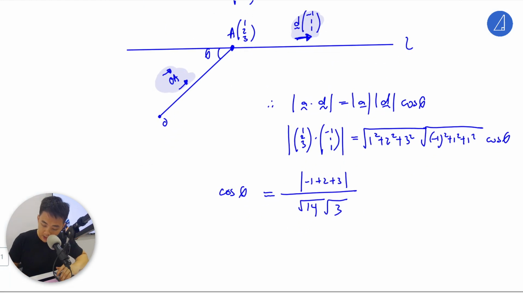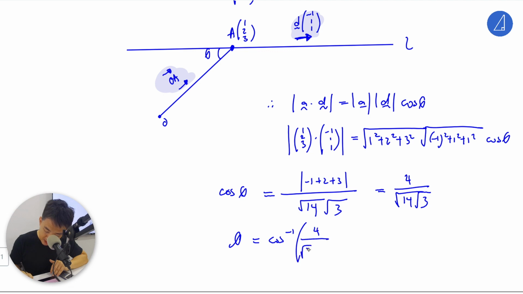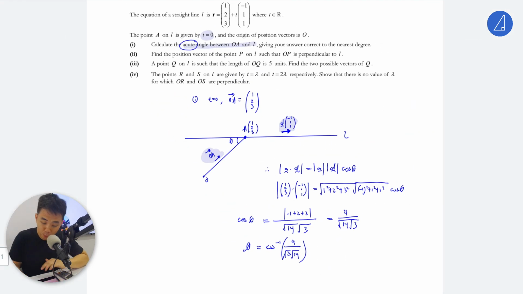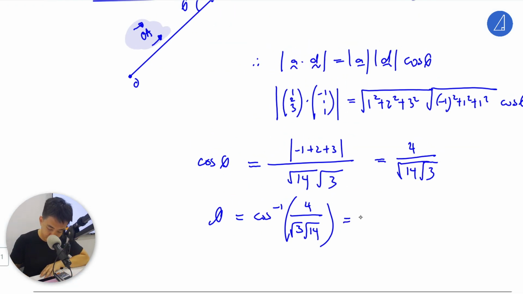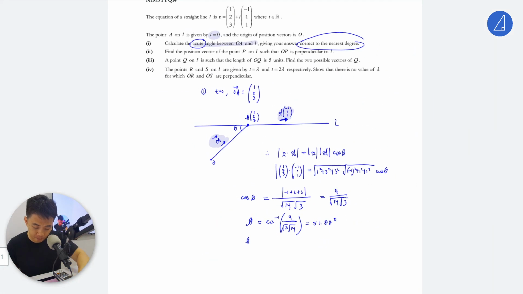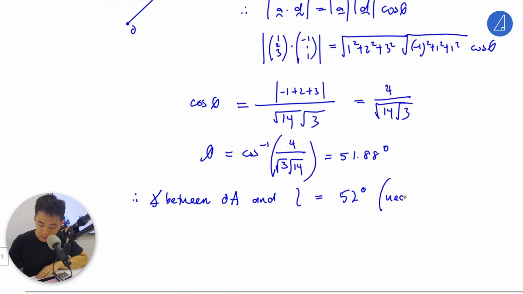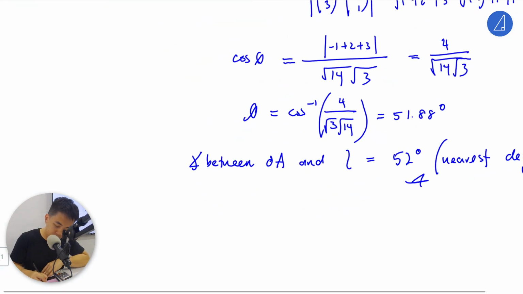So in this case, you get 4 over square root 14. They want the nearest degree, so don't leave it in 1 dp. This will be 52 to the nearest degree. Acute angle.